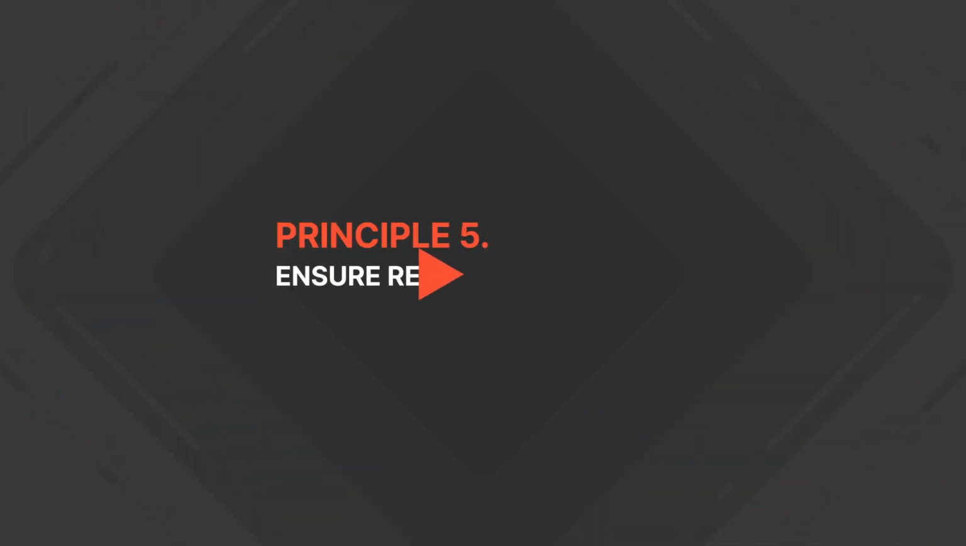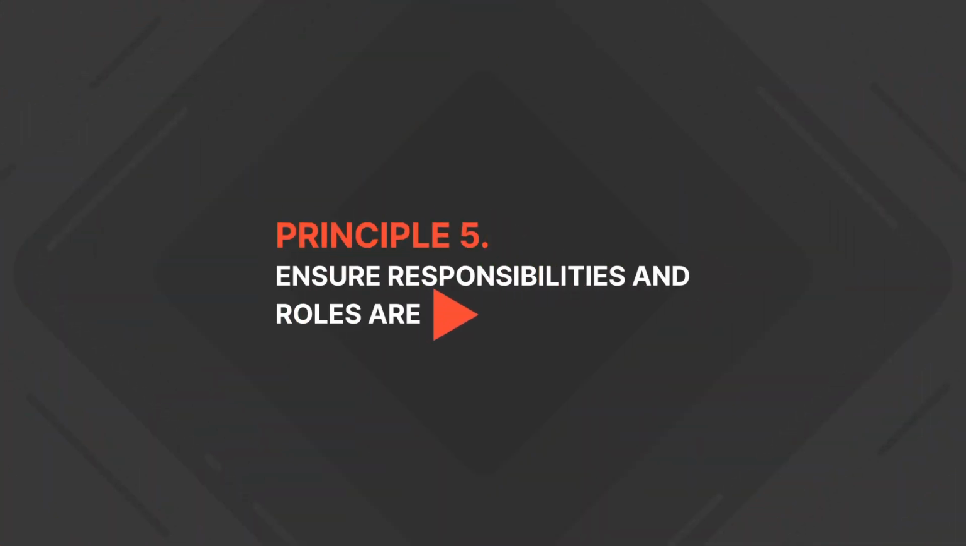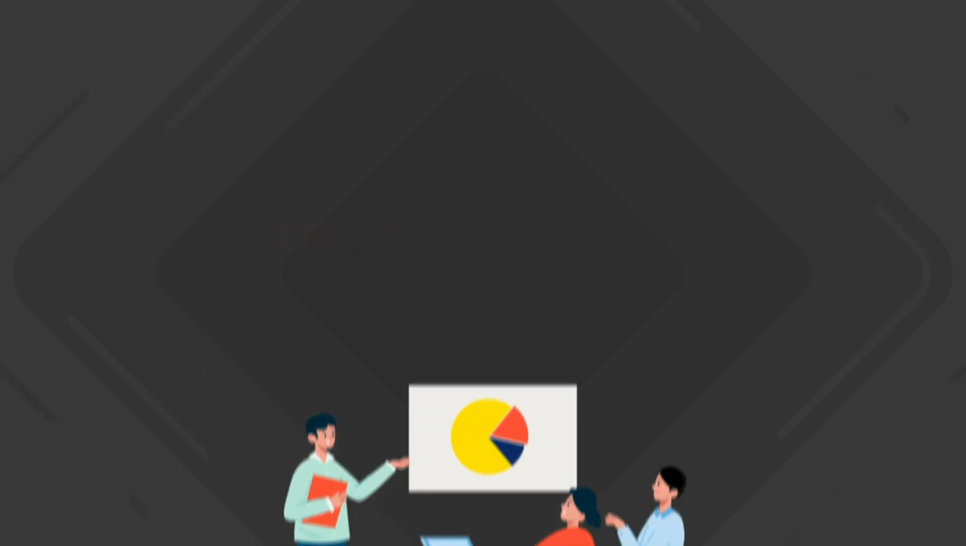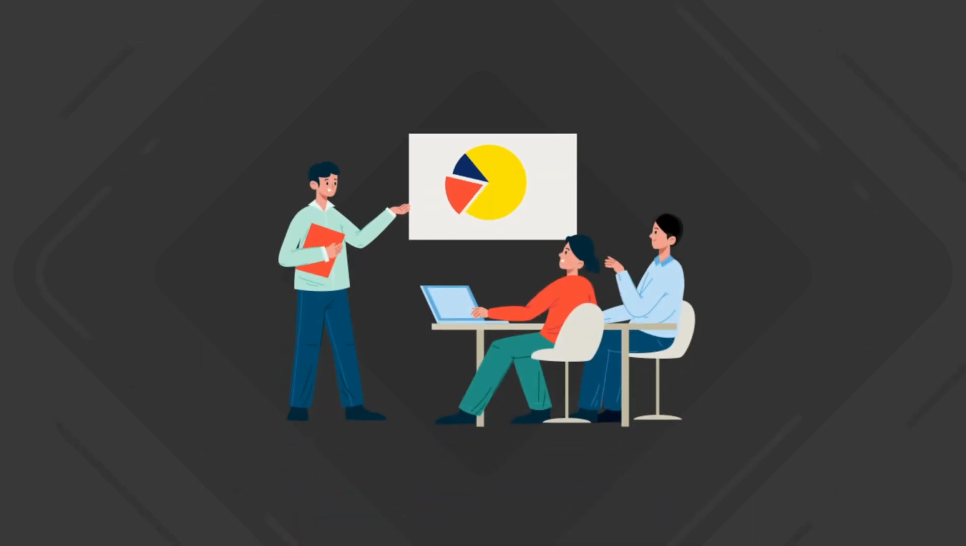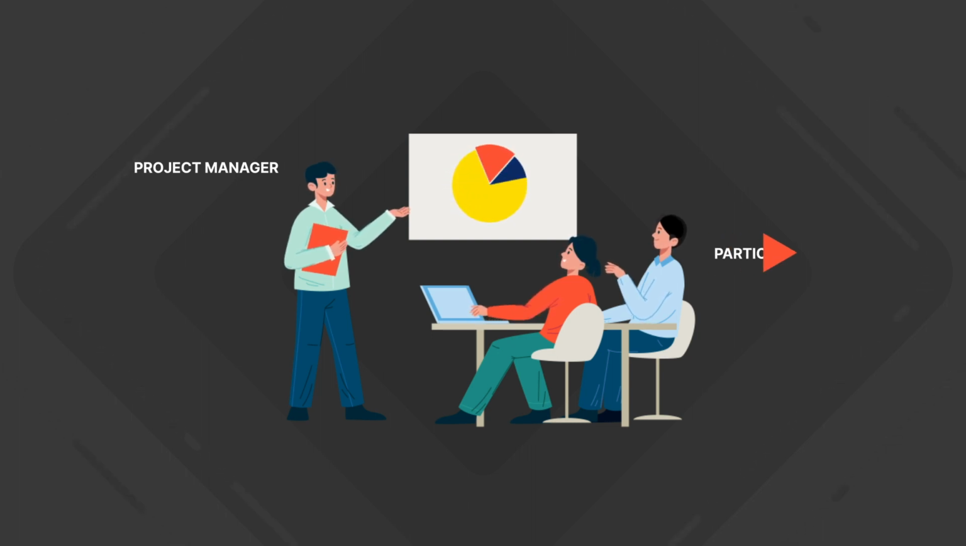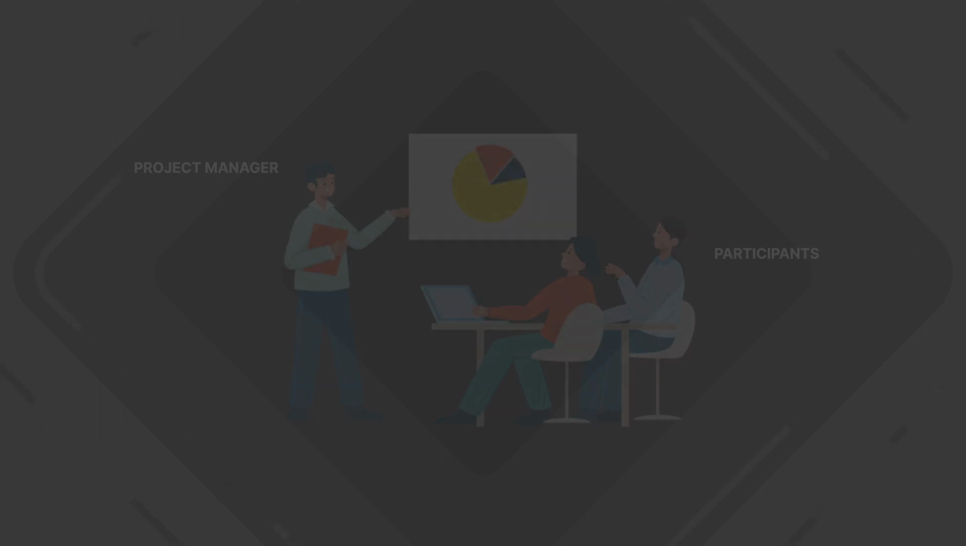Principle 5. Ensure responsibilities and roles are clear. While the risk management strategy may be controlled by one person, such as the project manager or change manager, it should be administered in a transparent and visible manner. Everyone should understand their role in risk reduction, and duties should be clear and inclusive throughout the risk management process.